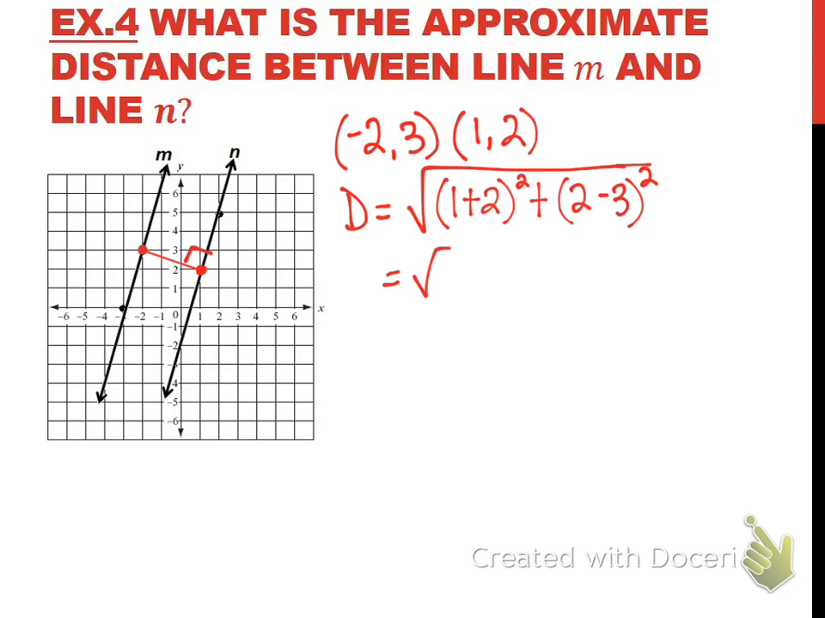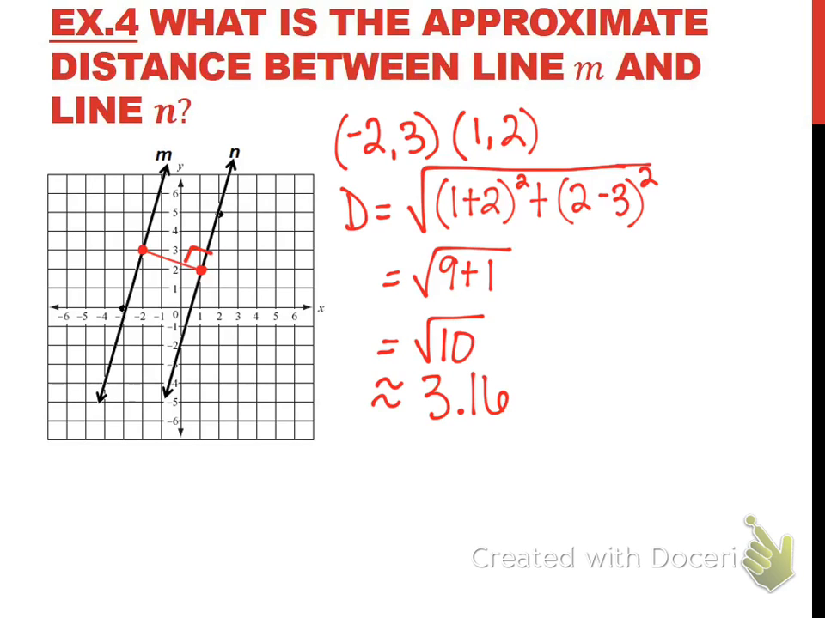Okay. Let's start simplifying. 1 plus 2 is 3. Square it, 9. Plus 2 minus 3? -1. Square it, 1. When we add them, we get the square root of 10. It said approximate, so if you were to plug this into a calculator and put square root of 10, did anybody get what it approximately comes out to? 3.16? Approximately 3.16. They didn't give us units, so I'm not worried about putting them there.